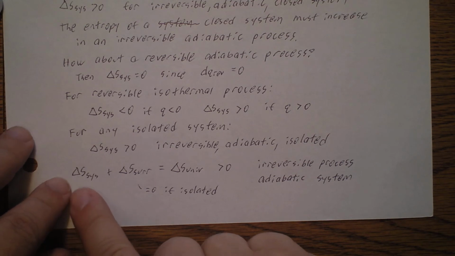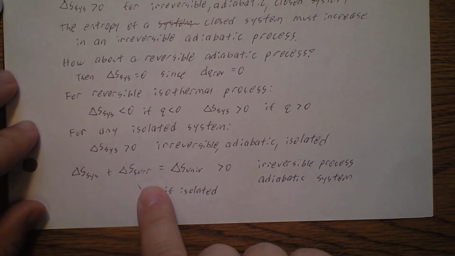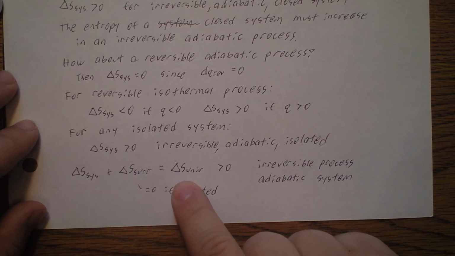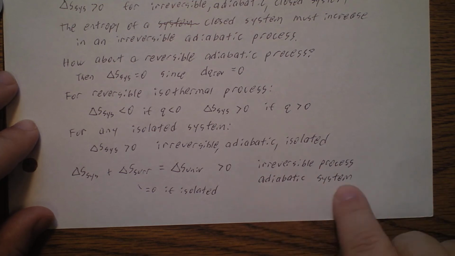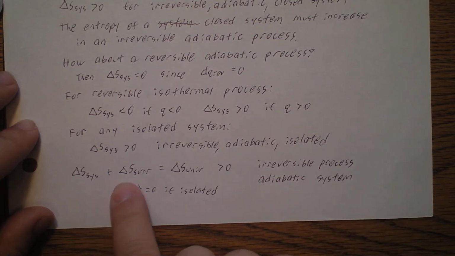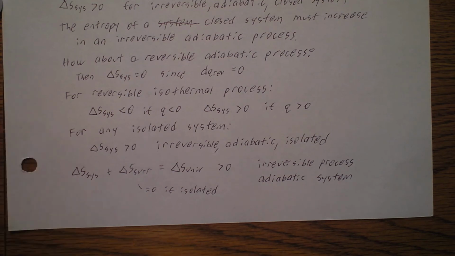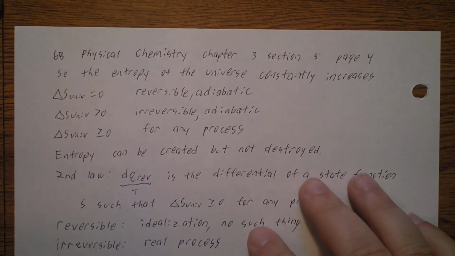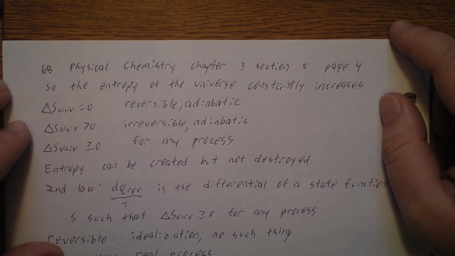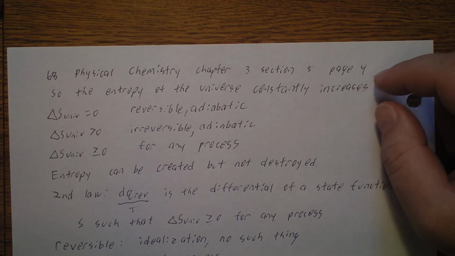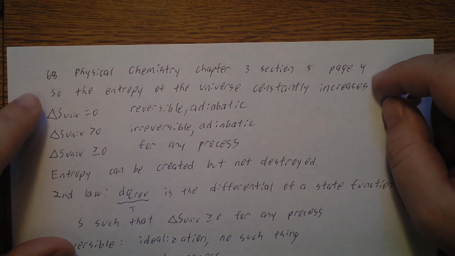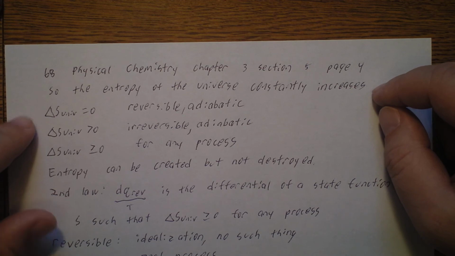Now remember, the change in entropy of the system plus the change in entropy of the surroundings is equal to the change in entropy of the universe, which is greater than 0 if it's an irreversible process in an adiabatic system. Now remember, the change in entropy of the surroundings is going to be equal to 0 if the system is isolated. So what this tells us then is that, because a reversible process is an idealization, real processes are always irreversible. Therefore, the entropy of the universe is constantly increasing.